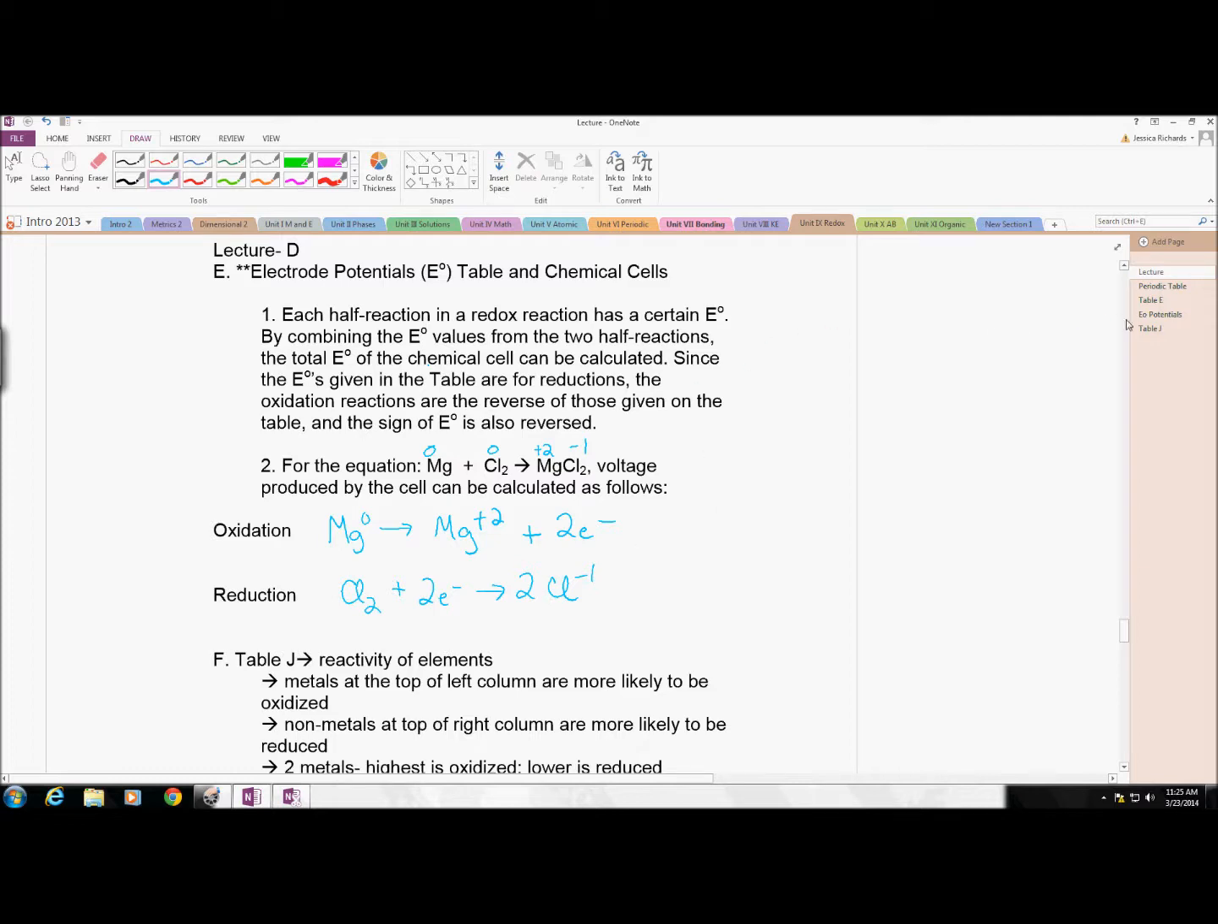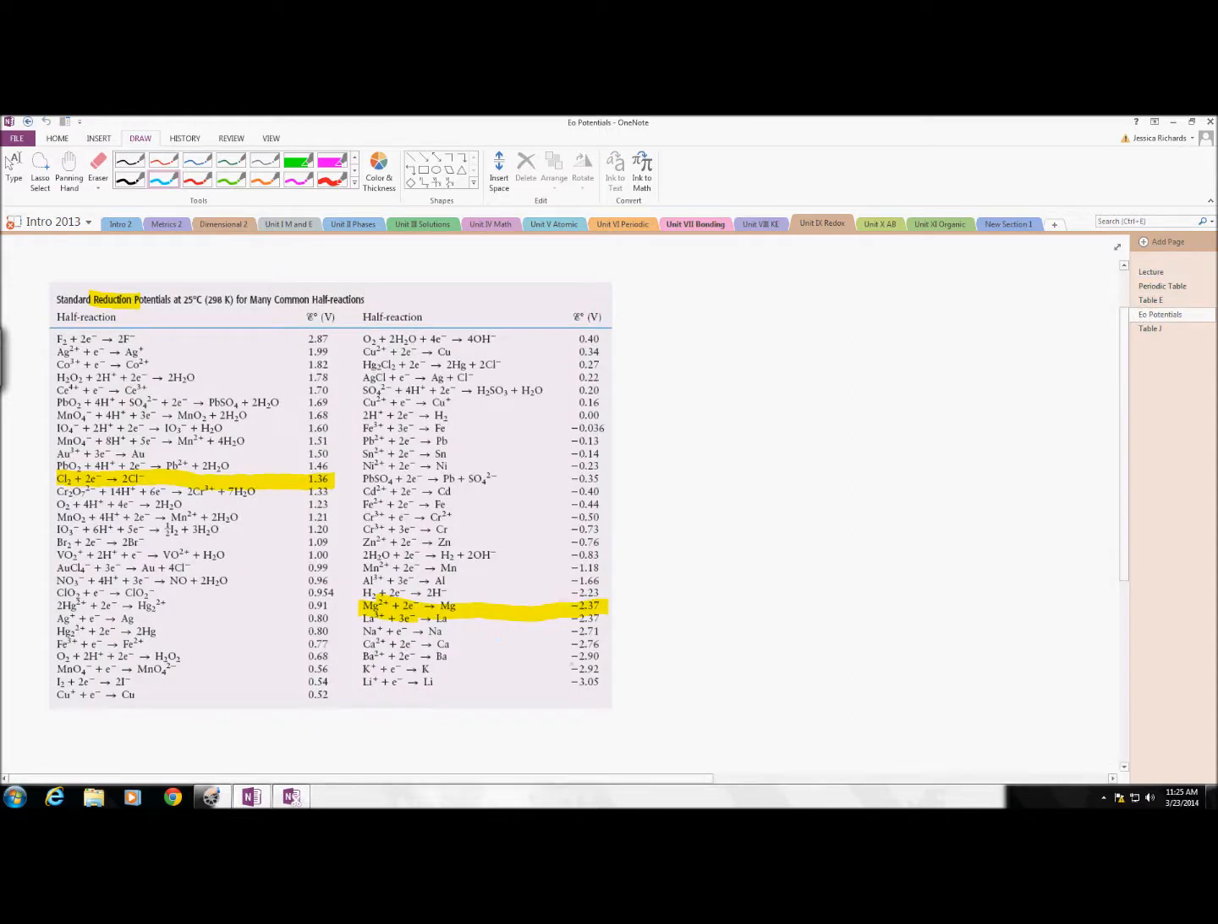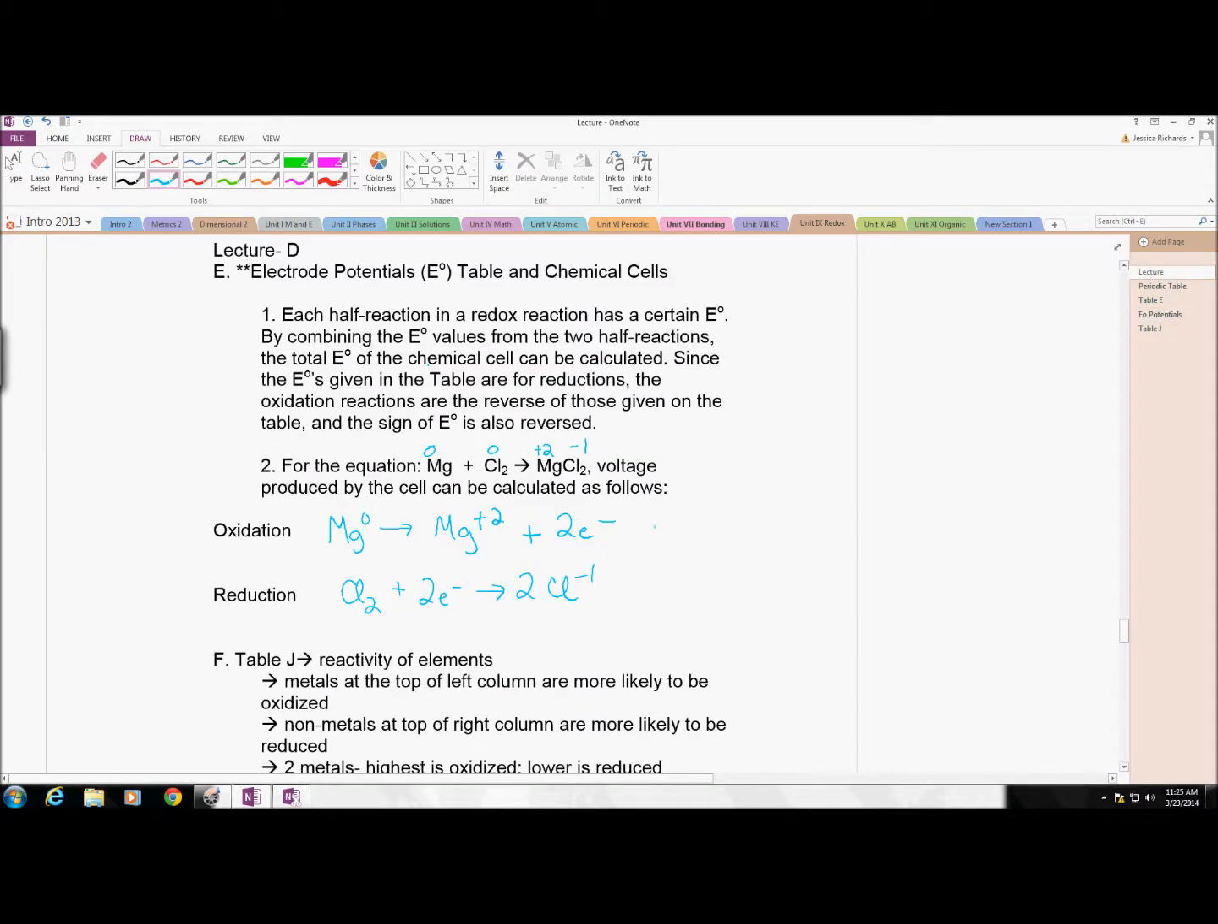If we look at some E0 potentials, I already highlighted on this chart the magnesium. This is magnesium plus 2 electrons becoming pure magnesium. That's the reduction of magnesium, because the E0s are standard reduction potentials, so it's negative 2.3. Since that's the reverse of what we have here, we need to use positive 2.3.